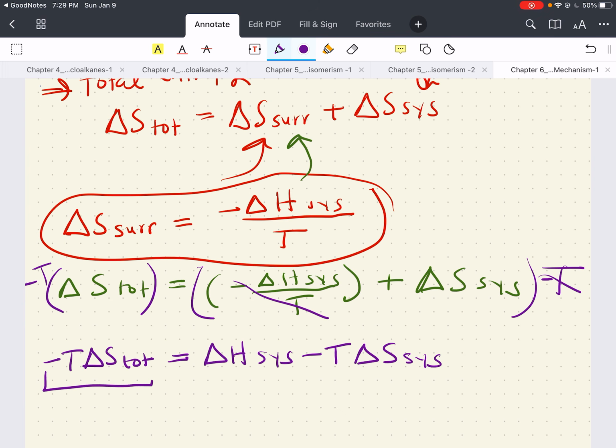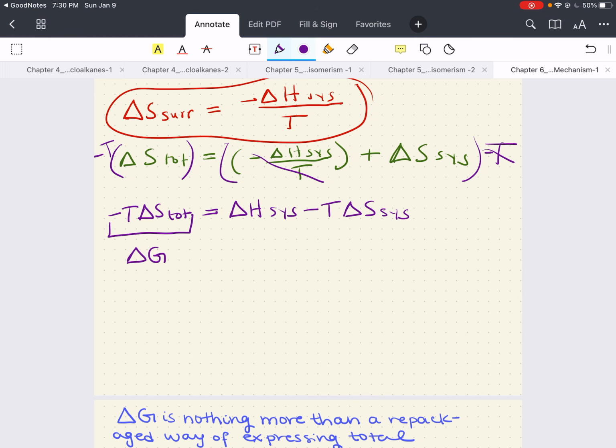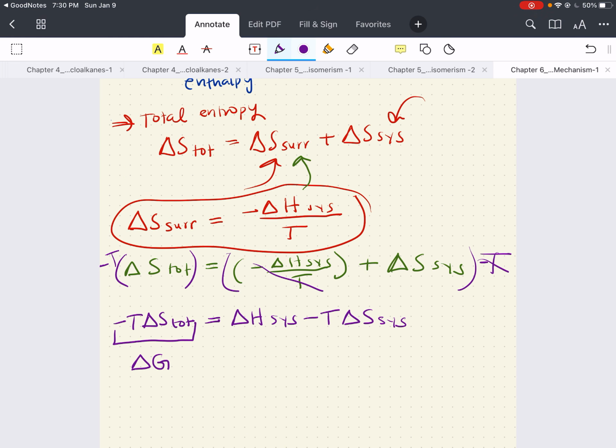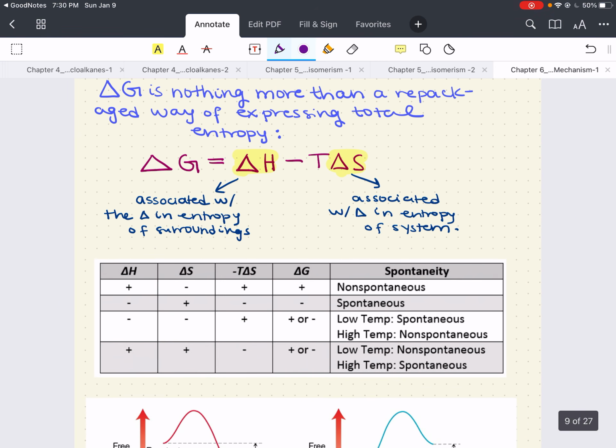We redefine this term as delta G, or our Gibbs free energy term. And what we see here is that delta G is nothing more than a repackaged way of expressing total entropy. We said that delta G has to be negative for the reaction to be spontaneous, and we have figured out through some quick math that delta G is nothing more than a repackaged way of expressing total entropy. And that's a pretty cool conclusion.